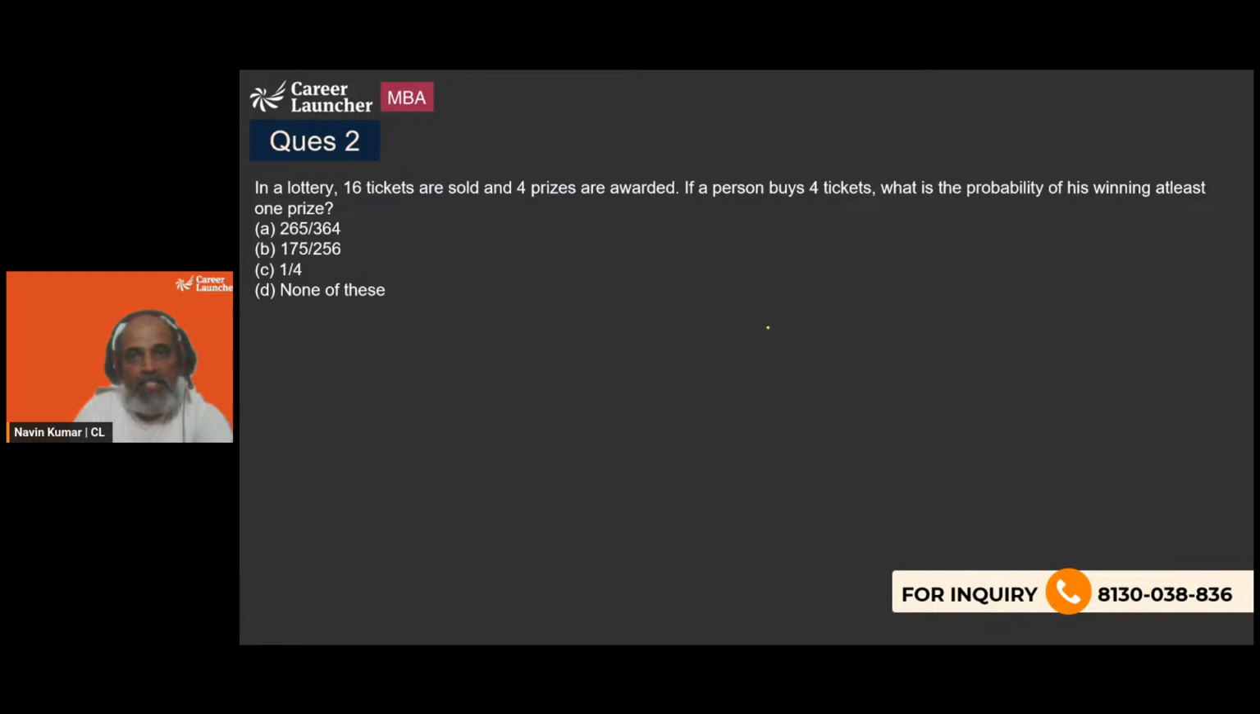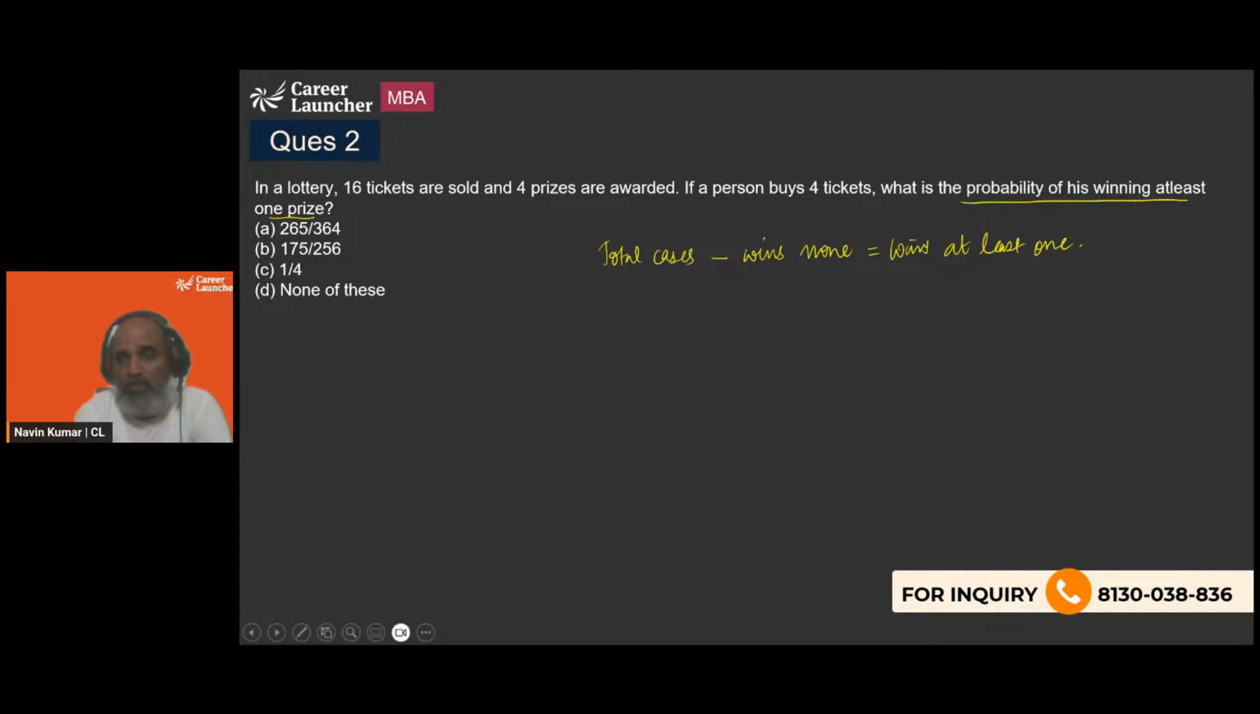Since we have to calculate the probability of his winning at least one prize, it means he can win 1, he can win 2, he can win 3, he can win 4, right? So it will be better that out of total cases, if we subtract the case that he wins none of the prizes, then automatically we will get all those cases where he wins at least 1.